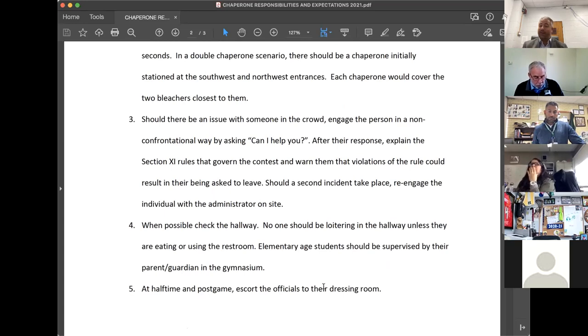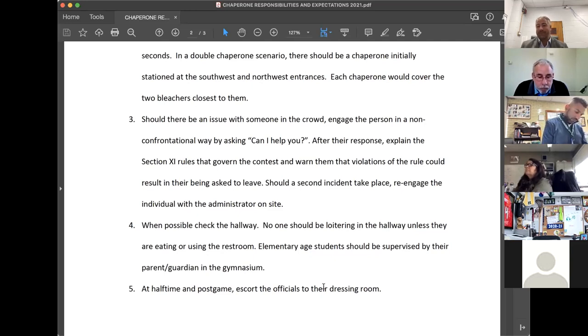We're just doing a surface check today. Those are just some non-confrontational ways of handling that. When possible, check the hallway. No one should be hanging out in there unless they're eating or using the restroom. And elementary age students should be supervised by their parent or guardian in the gymnasium.